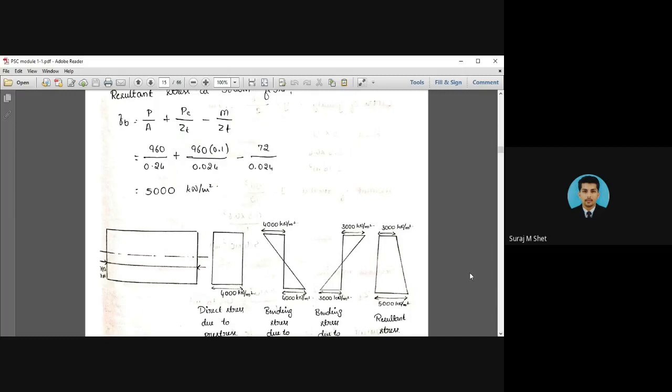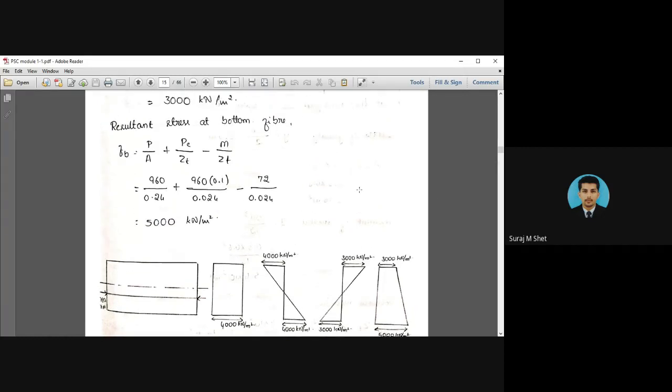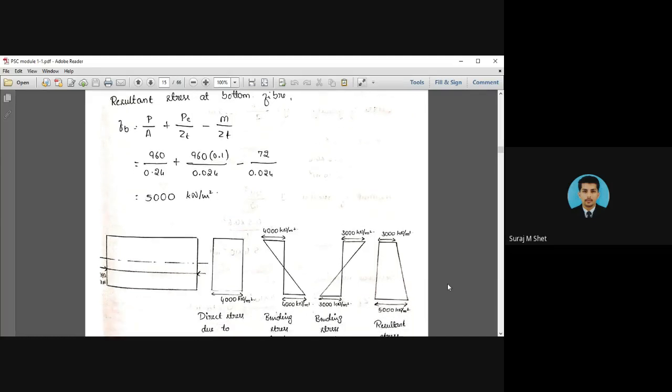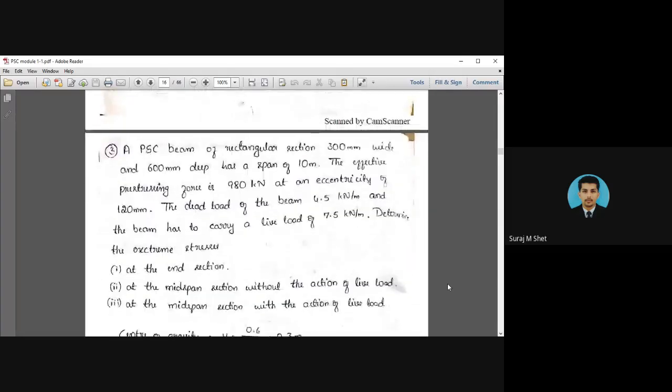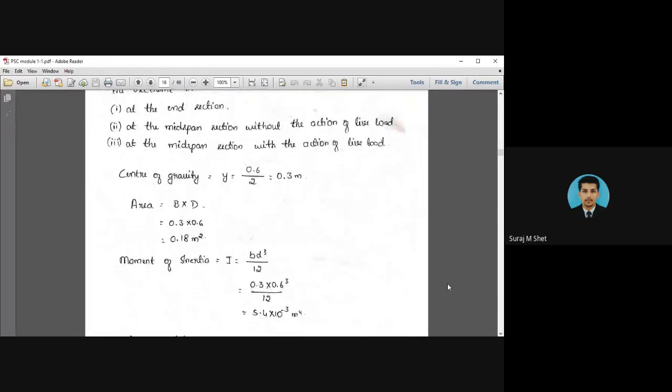Okay, and this is the resultant. So for the resultant, the bottom value is 5000 here, and the top fiber value is 3000. See, the top fiber value is 3000 here, and here also 3000. This is the simple problem from module 1. And again, some parabolic section will come, with live load, top and bottom, will come.